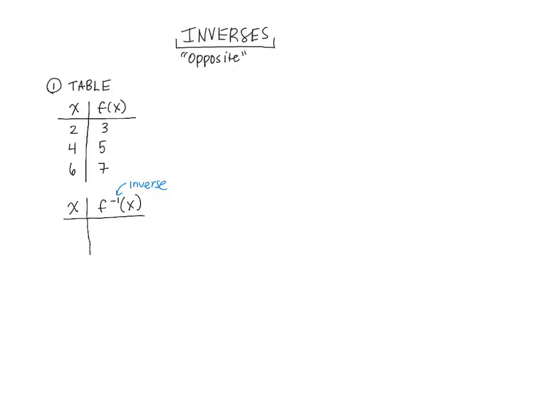That's what tells us what to look for. We really just switch our values. So my original x values of 2, 4, and 6 are now going to become my y values of 2, 4, and 6. And my y values of 3, 5, and 7 are now going to become my x values of 3, 5, and 7. So if we were to summarize this, we would say with a table, we switch our x and y values.